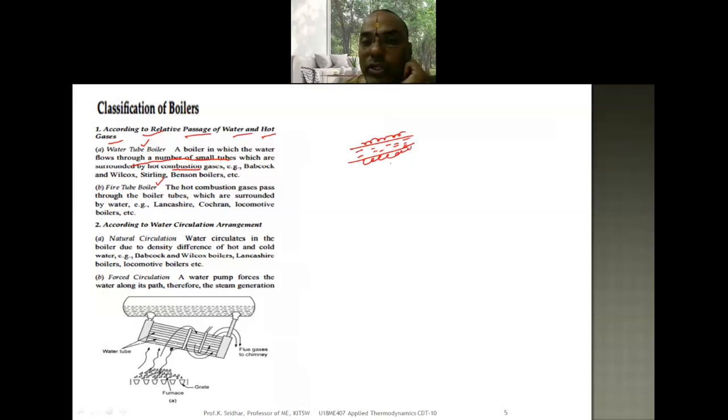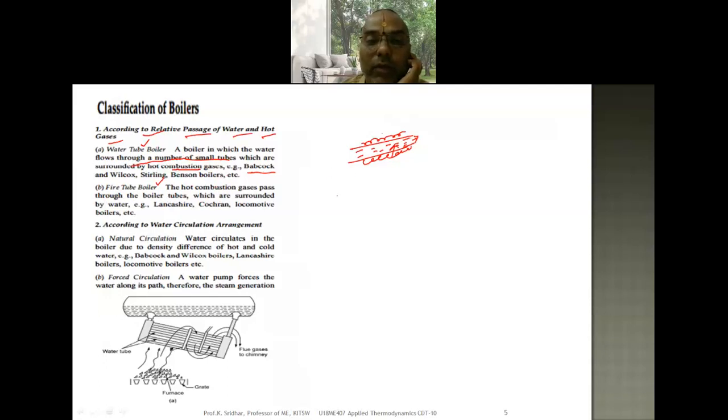So because of which the hot flue gases are giving up their heat to the water which is flowing inside the tubes, so that the water will be getting heated and converted into steam. This is the working principle of the water tube boilers. The majority of thermal power plants are using water tube boilers only. The examples are Babcock and Wilcox boiler, Stirling boiler, and Benson boiler, etc.